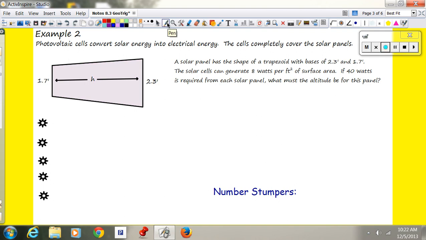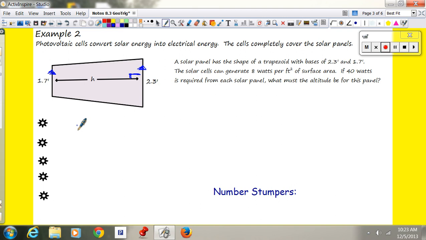Why is the altitude going sideways this time? Because my bases are where? The two sides are my bases. These are the ones that are parallel. You can put little arrows right here showing that these are the parallel sides. Therefore, my altitude makes a 90-degree angle with those bases. So there's my height. It's basically a trapezoid we turned sideways.